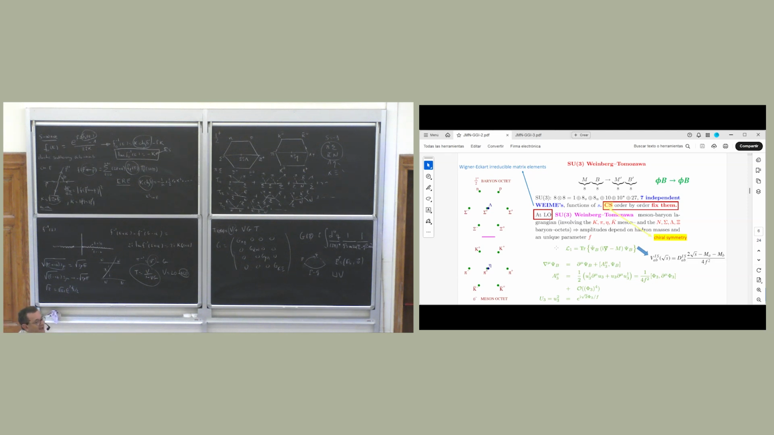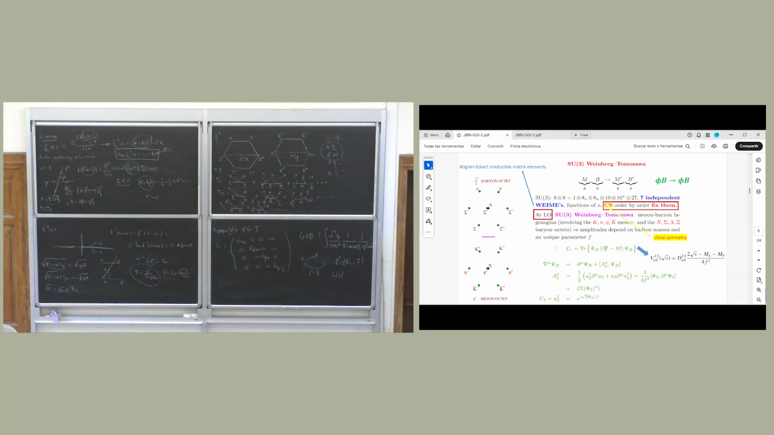Then there is one important thing. This is quantum field theory. This is the two particle irreducible amplitude. This is not a potential. In quantum field theory, this is the two particle irreducible amplitude. So this object contains the left-hand cut.